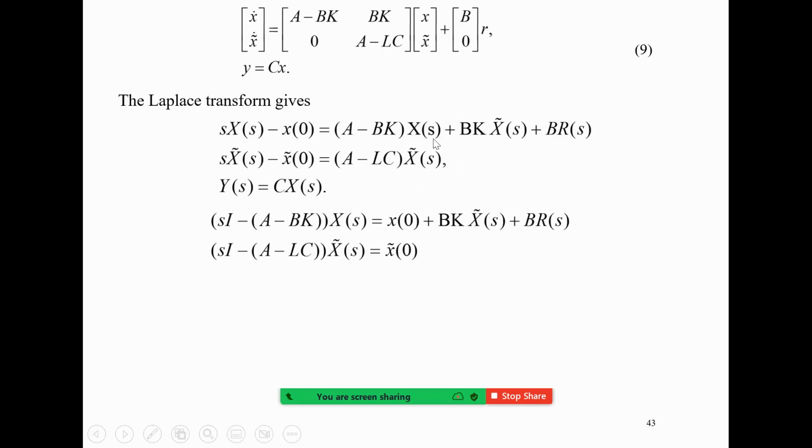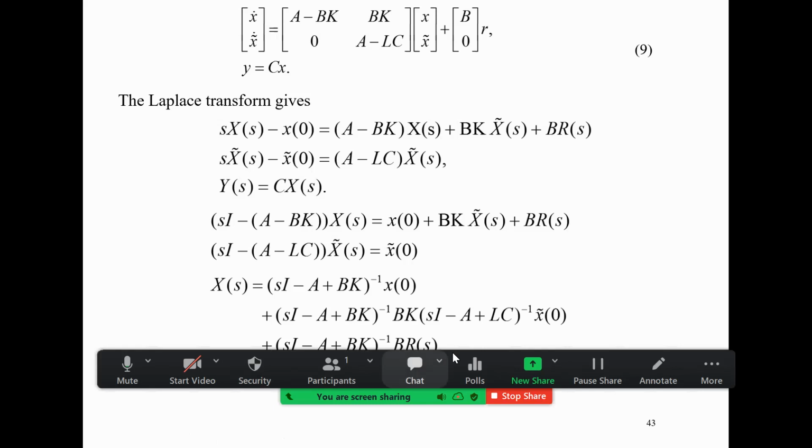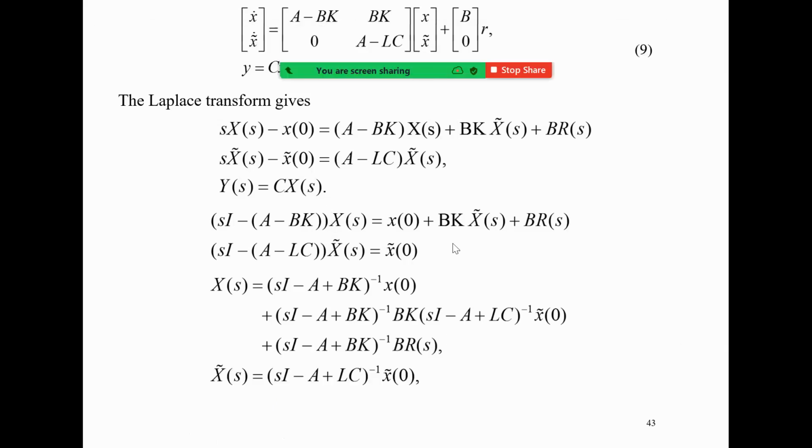Then let's try to solve for x, the state vector, from this equation. We put this one on the left side and put x0 on the right side. That's how we have this equation. Then for this second equation, we also put this x tilde on the left side and x tilde 0 on the right side here. Okay, and then we can get the solution in the s domain.